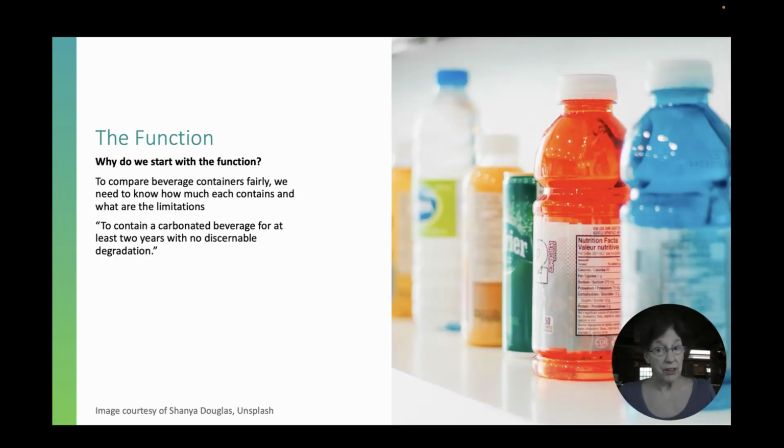So let's start with the function. Why do we start with the function? Well, we really want to be able to compare things fairly. We want to be comparing apples and apples, right? Not apples and oranges. So if we think about a bunch of different sizes of beverage containers, we need to understand what the function is and what the limitations are, right? We want to contain a carbonated beverage, for example, for 2 years with no discernible degradation. That allows us to say, this is what we're comparing.